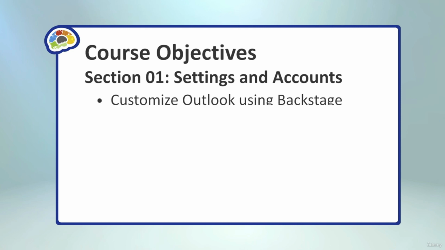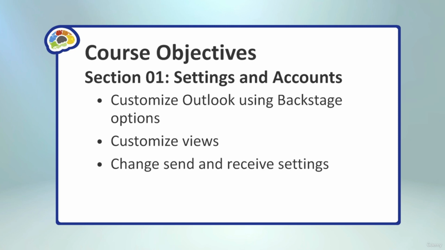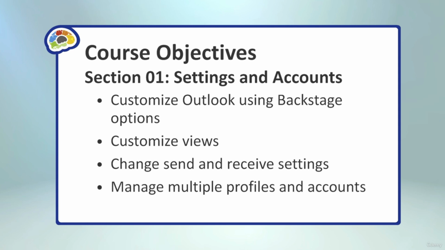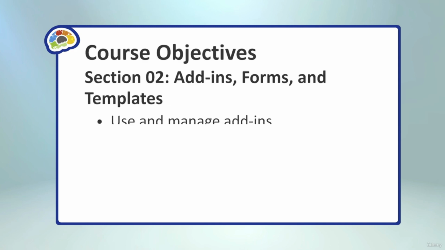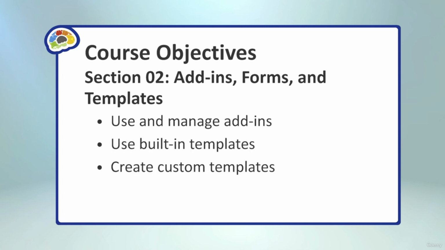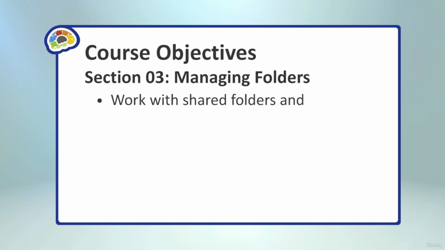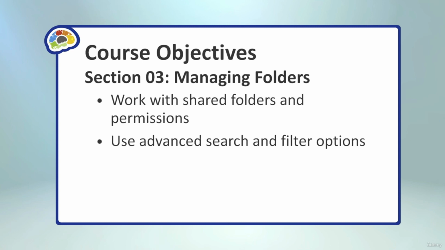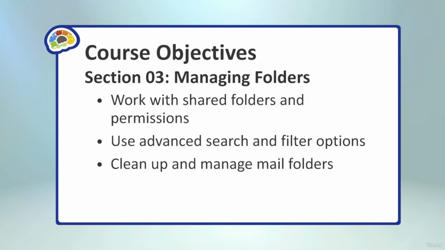We'll start with customizing Outlook using Backstage options. Then we'll look at multiple ways to customize your views in Outlook. We'll also look at changing your send and receive settings and how to manage multiple profiles and accounts. Next, we'll discuss how to use and manage Outlook add-ins, use built-in templates, and create your own templates. Then we'll look at ways to work with shared folders and permissions, advanced search and filter options, and ways to clean up and manage your mail folders.